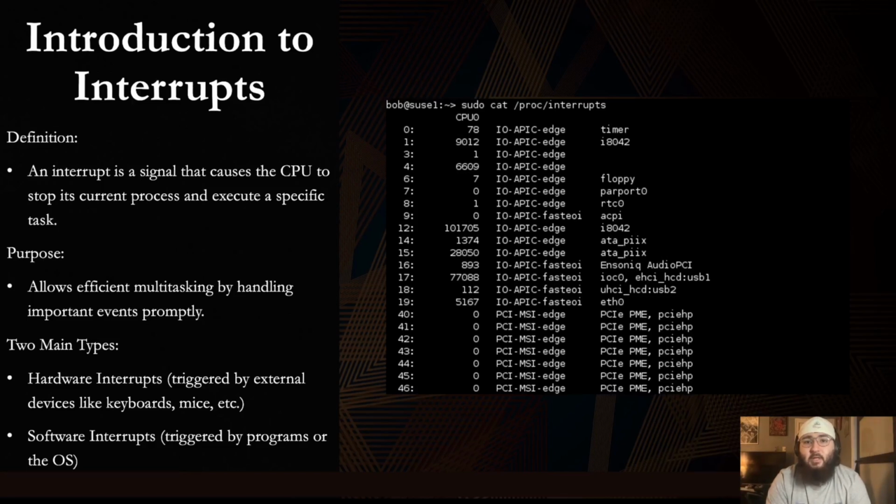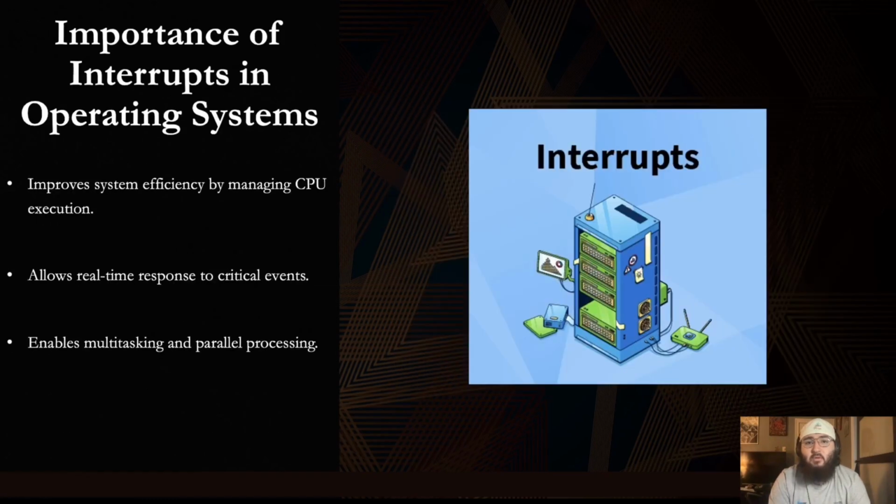These interrupts are what keep your system responsive and efficient. Without them, your CPU would waste time checking devices constantly, which makes multitasking slow and inefficient. Interrupts help by improving system efficiency, allowing real-time responses to critical events, and enabling multitasking and parallel processing.